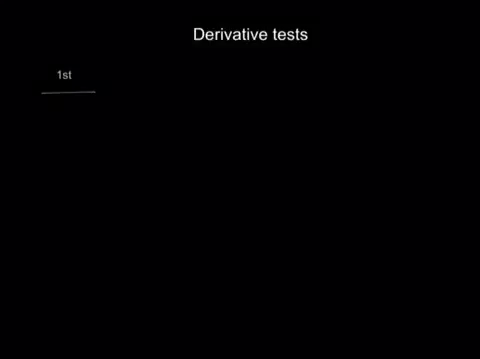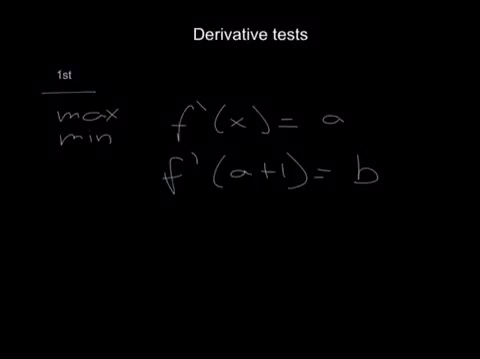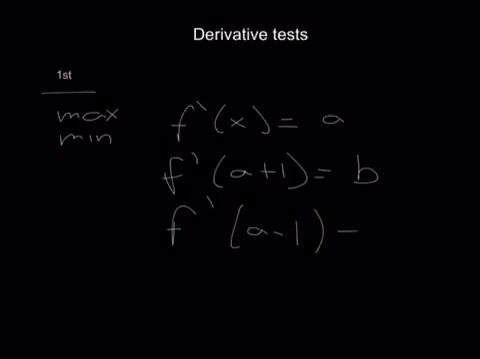First, we'll analyze what the first derivative test tries to tell us, and it will tell us either a maximum point or a minimum point. In order to get the first derivative test, we have to obviously get the first derivative, and we will label this as f prime x, and the result we'll label as a. After this, when we have the result, we will put f prime a plus 1, and that will be equal to b, and also f prime a minus 1, and that will be equal to c.